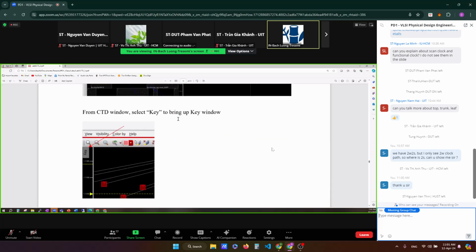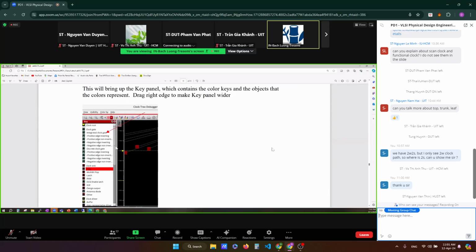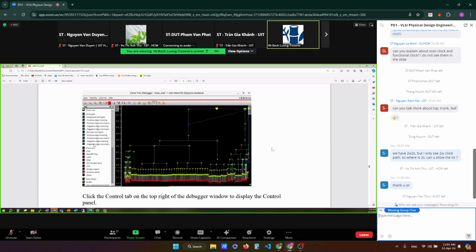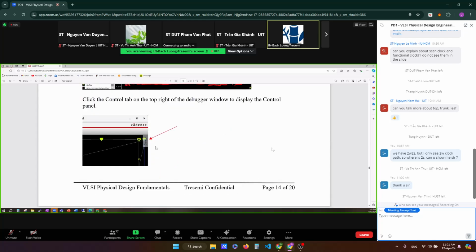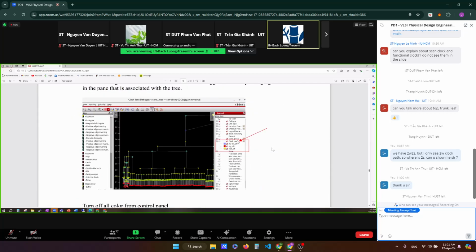And the keys, you bring up the keys, and the key has different things inside of it. It'll tell you posi inverters and so on, what different things mean here, the legend. And then on the other side, bring up the control, you click on this to expand, and this will have your different things in here.